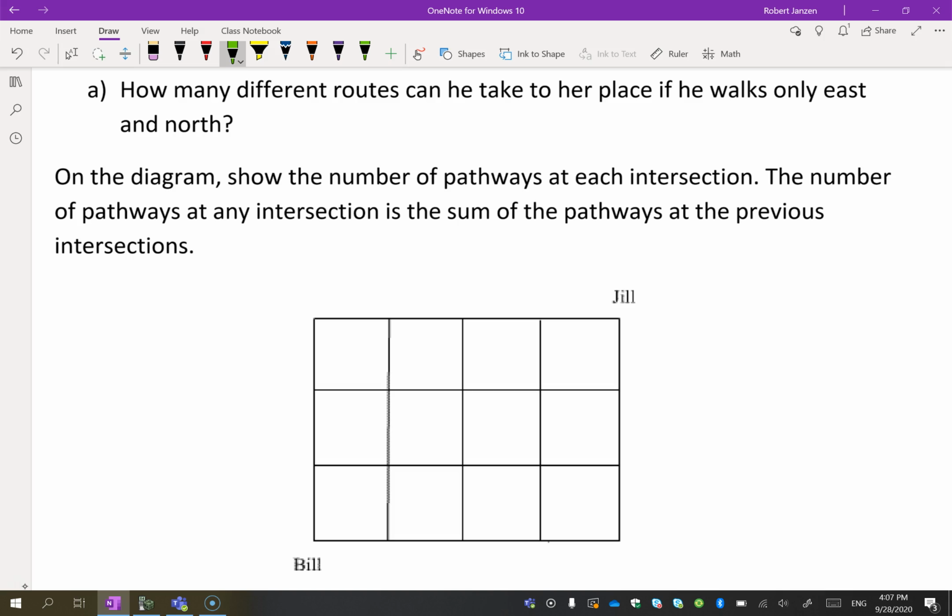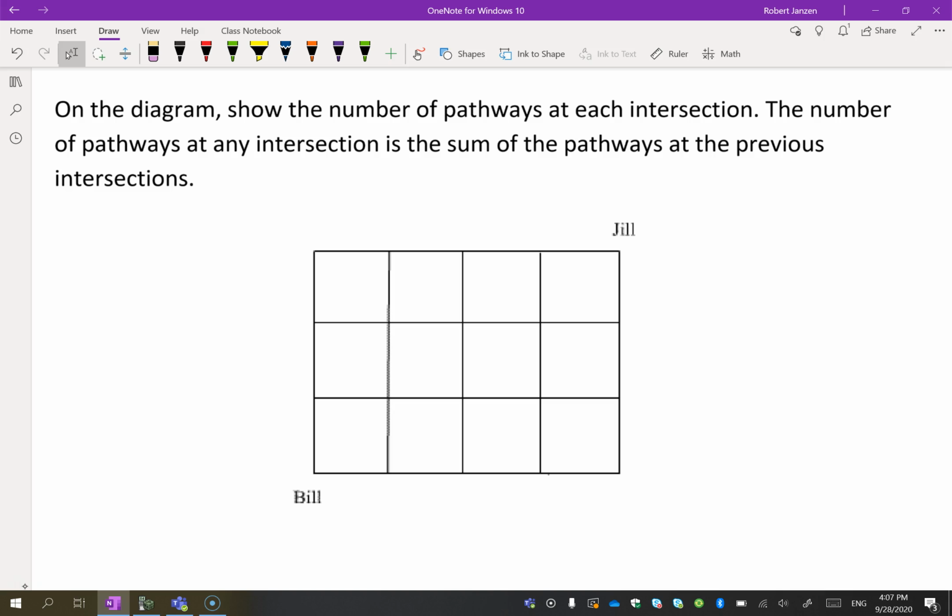So the first time I saw this, I thought, well, Bill could go this way, he could go this way, he could go this way, he could go this way, and there's so many ways, and you get lost. All right, I don't want to do it that way. Okay, I'm going to show you two shortcuts.